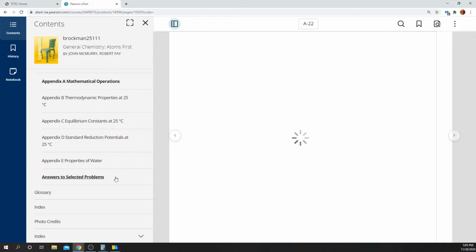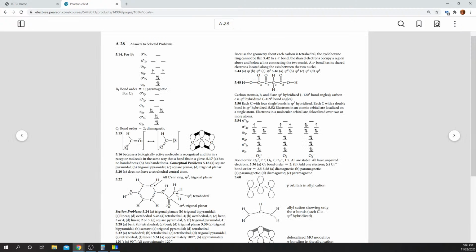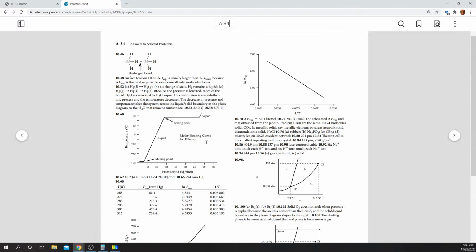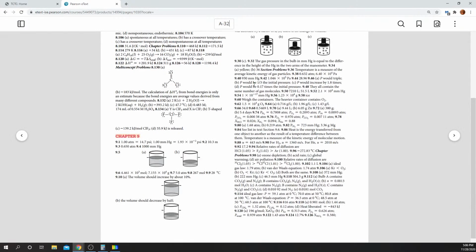Answers to selected problems. A22. So let's skip ahead a few pages. Not quite far enough. Too far. Just right. 944, 28.96. Where did I screw up, I wonder?